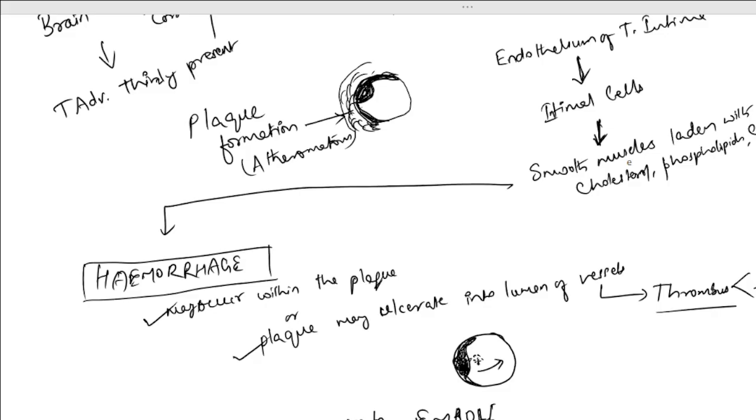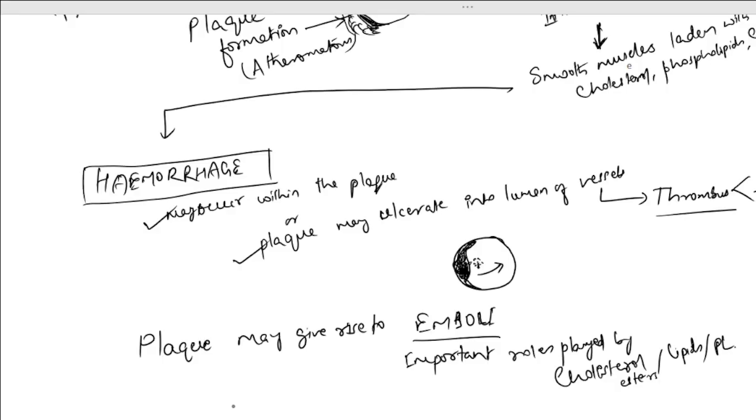You understood the point? So what is the common site, or frequent site, whatever you say? Carotid bifurcation. Carotid bifurcation. Cool?